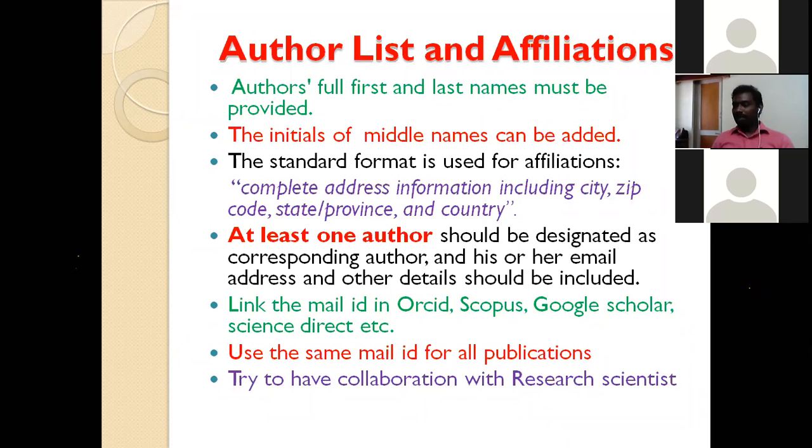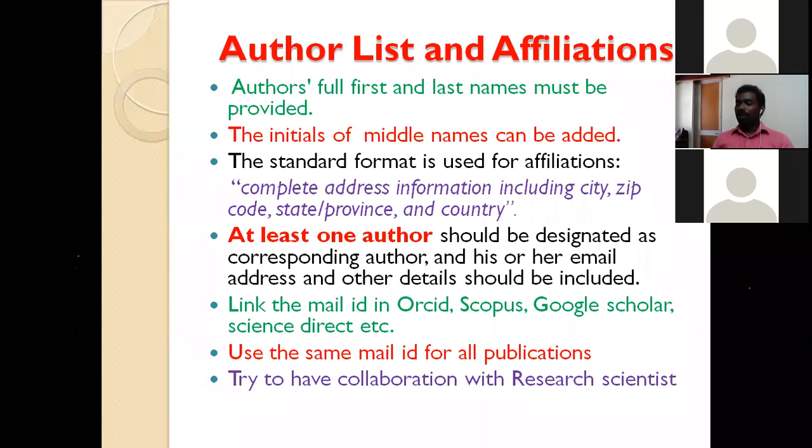We link the mail ID in ORCID, Scopus, Google Scholar, Science, etc. Therefore, the mail ID will get popularized. And you should always use the same mail ID for all the publications. A single researcher should not use more than one email ID for various publications. If you use a single email ID, then your profile will be very strong.